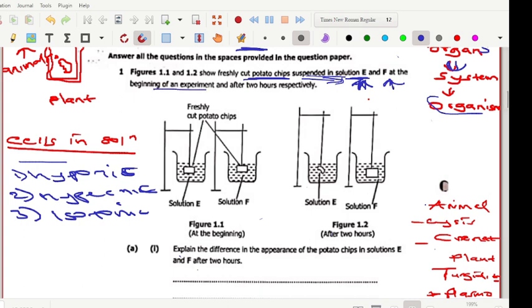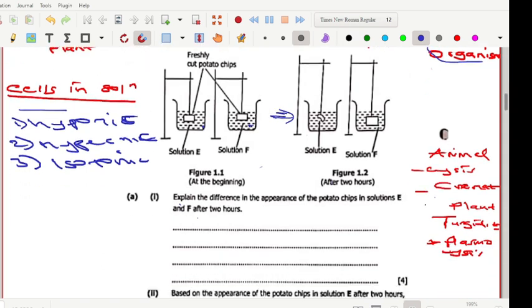Then at the beginning, then after 2 hours, what happened? So here it is at the beginning, those potato chips were put. Okay, then afterwards, that was the result. So we can be able to know what solution is this and also that solution. So like the first one, explain the difference. Here they are saying you explain the difference in appearance.